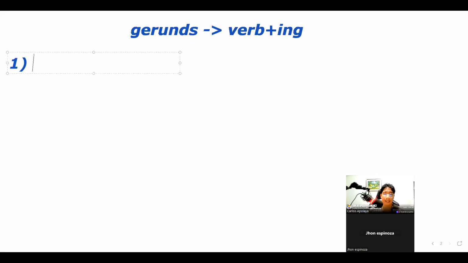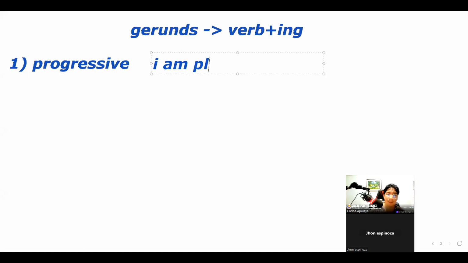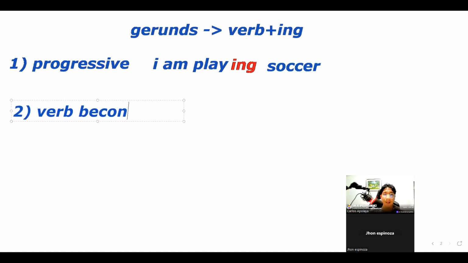So the first one is the progressive tense. In the progressive tense, for example, you say, I am play, but you need to add -ing because this is a tense. So you say playing. I am playing soccer. You get it now, right? Yes. I am playing soccer. This is the progressive, the -ing. And the second one is when the verb becomes a noun.